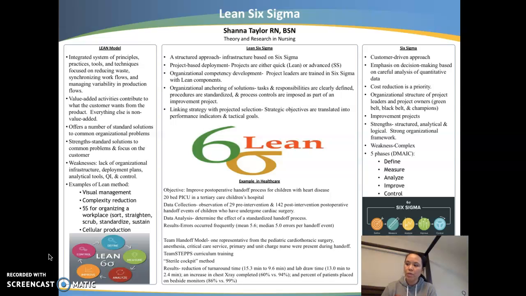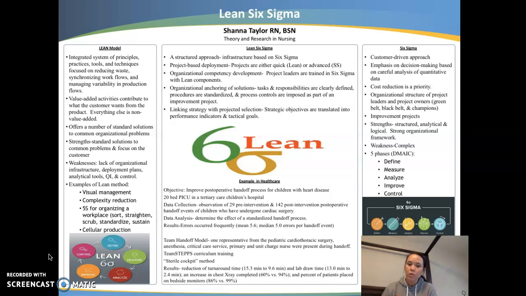Both Lean and Six Sigma are used for quality improvement in a lot of different industries. The Lean model is an integrated system of principles, practices, tools, and techniques that focus on reducing waste, synchronizing workflows, and managing variability in production. It focuses on what the customers want, and it offers standard solutions to common organizational problems. Six Sigma is also customer driven and cost reduction is a priority.